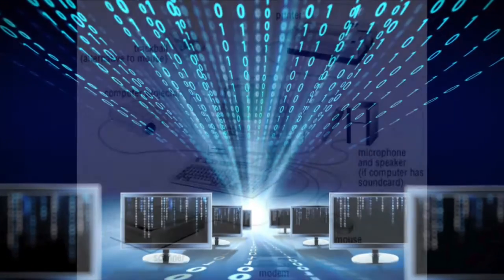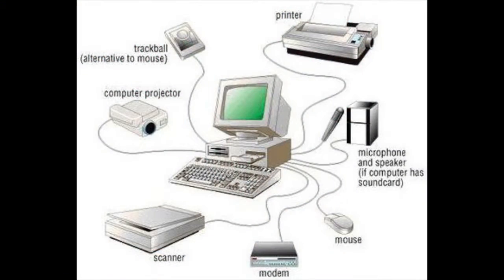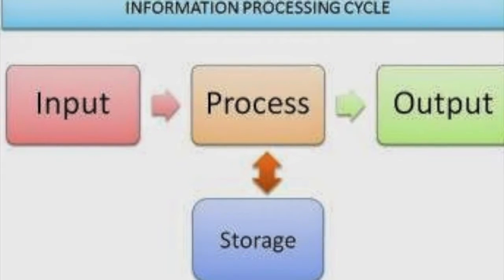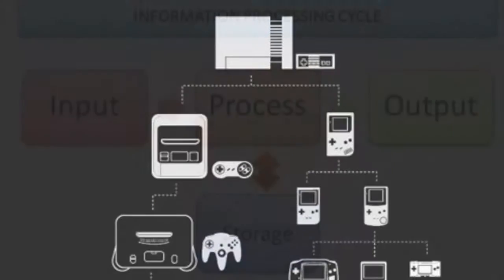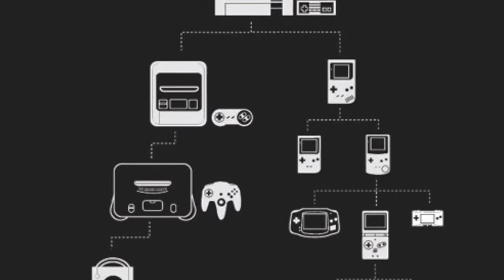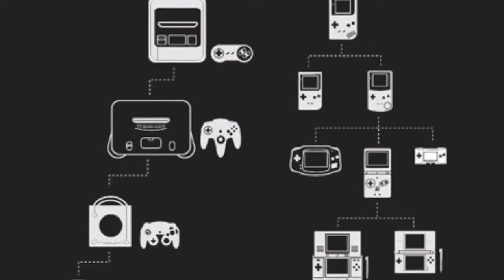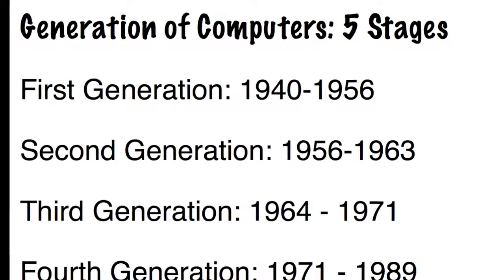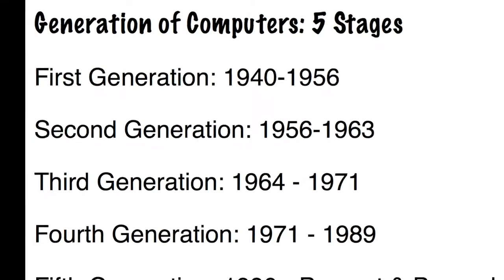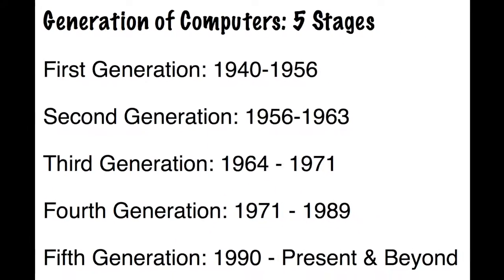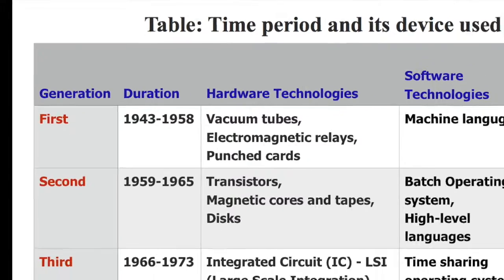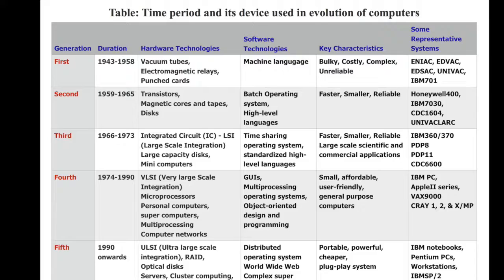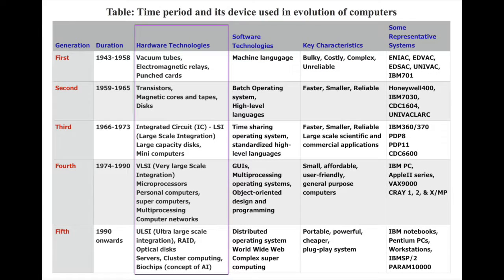A computer is also called a data processor because it can store, process, and retrieve data whenever desired. The generation of computers may be broadly classified into 5 stages. Each generation is characterized by a major technological development that fundamentally changed the way computers operated. It provides a framework for the growth of computer industry.